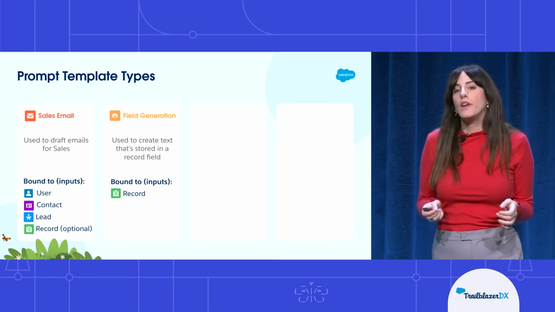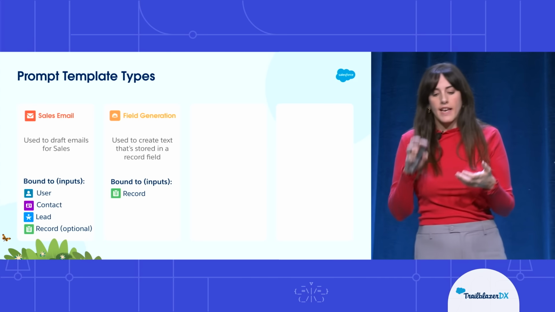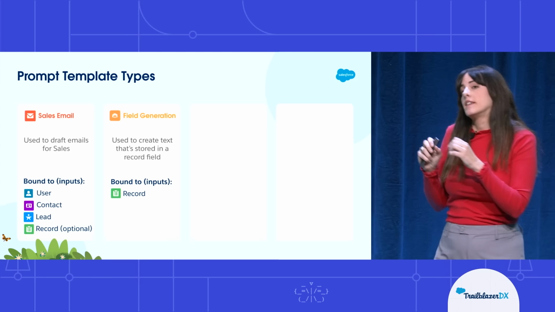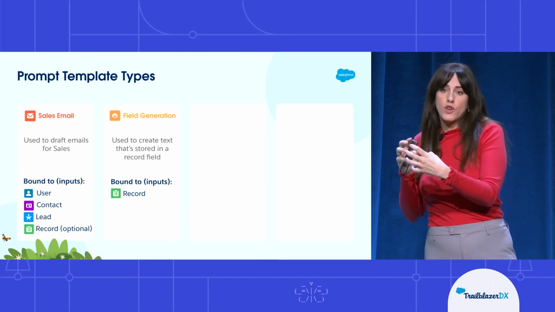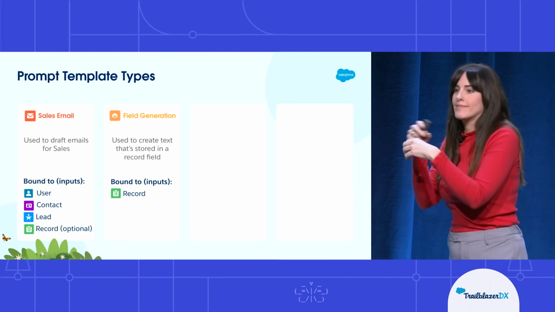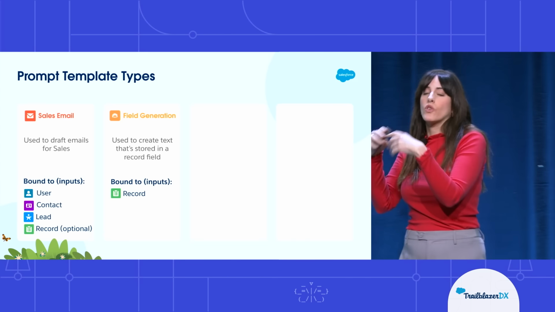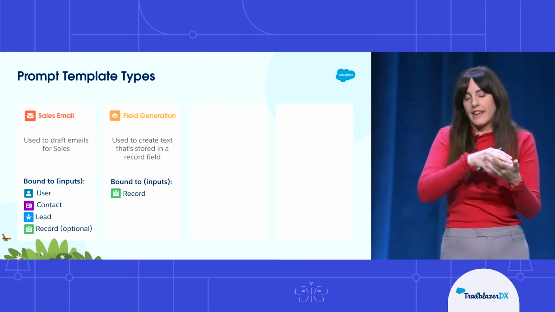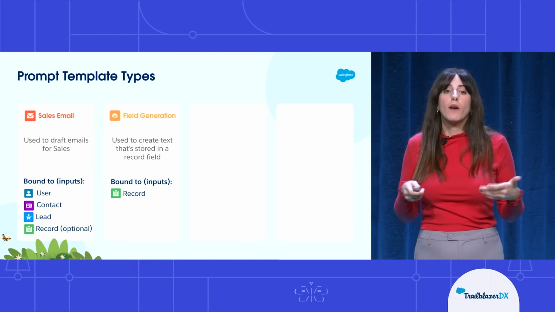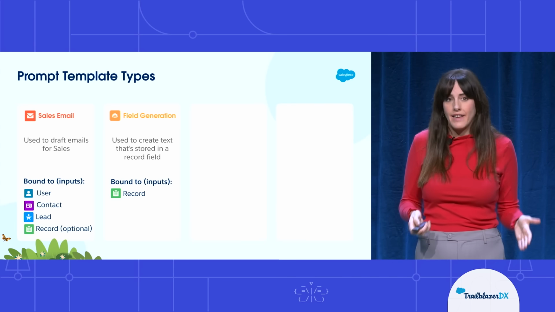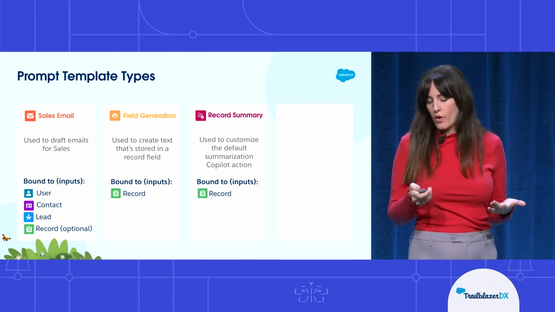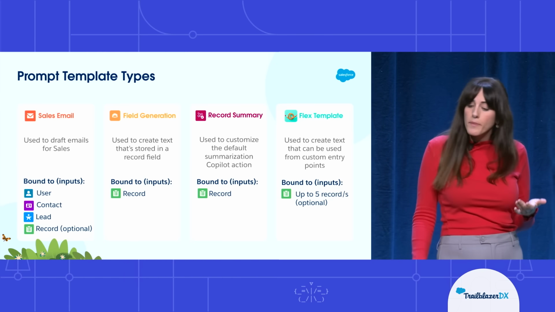Second, we have field generation templates. These templates are meant to be used in your Lightning record pages, so that, taking into account information of that specific object, Einstein generates a summary, a text, some content that is meant to be stored in a field in that record page. That's the out-of-the-box entry point that has been created for these templates. Of course, they need to be bound to a record because they are going to work on a Lightning record page. Then there is another type which is used for Copilot, but I'm not going to focus on this one because of lack of time.